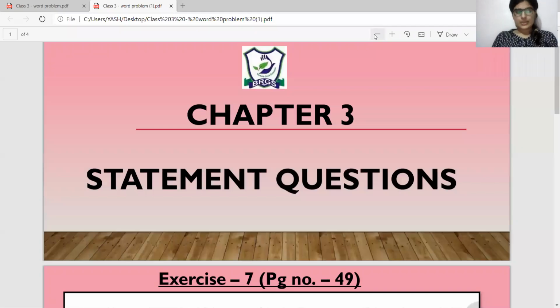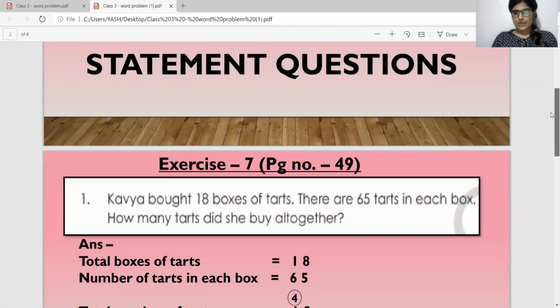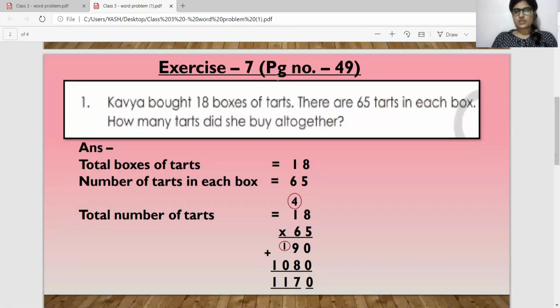Good morning, everyone. In this class, we will study chapter 3 statement questions. So, let's start. What is our first question? This question is on page number 49, exercise 7. So, let's do it. What is written over here?